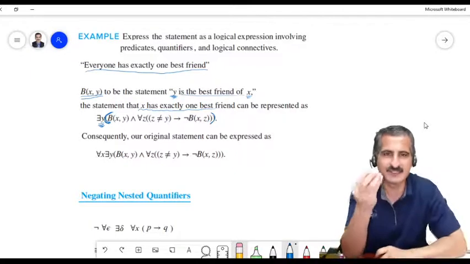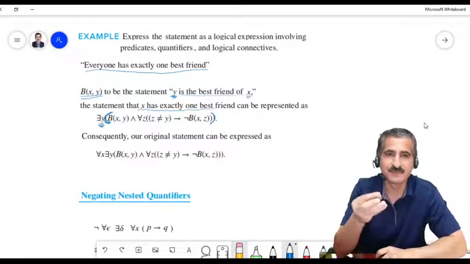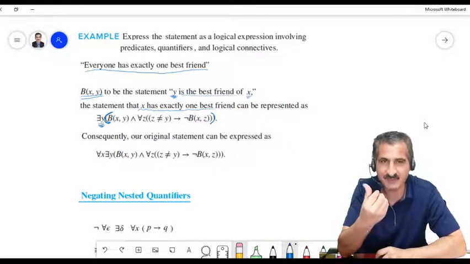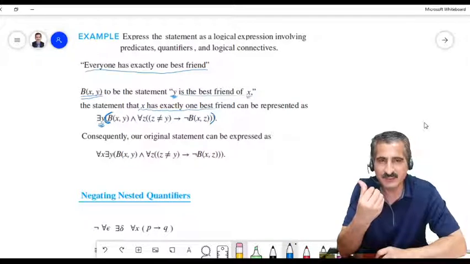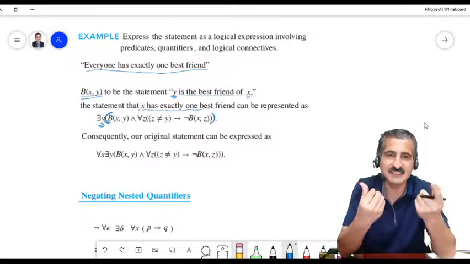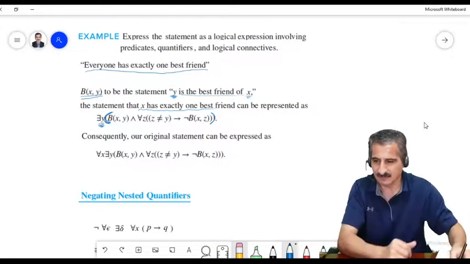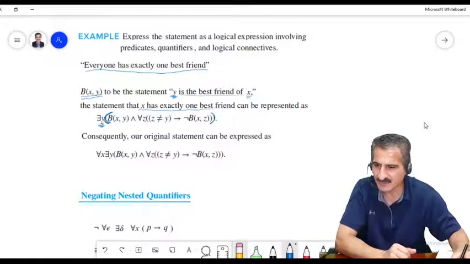So for x, we're talking for x. For that x, there exists y who's a best friend of x. How to say that? And then we will say if z is another one who's not y, then z is not the best friend of x. So there exists y such that y is the best friend of x, and for every other person who is not y, that person, which we call z, is not. So this is the negation, is not best friend of x.